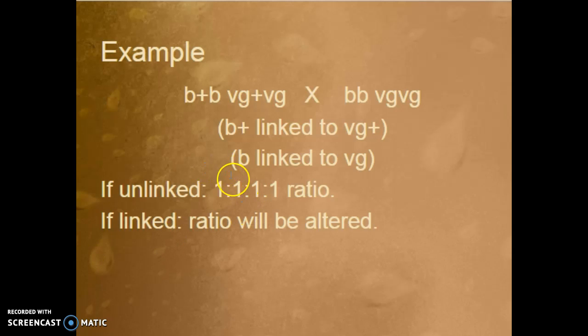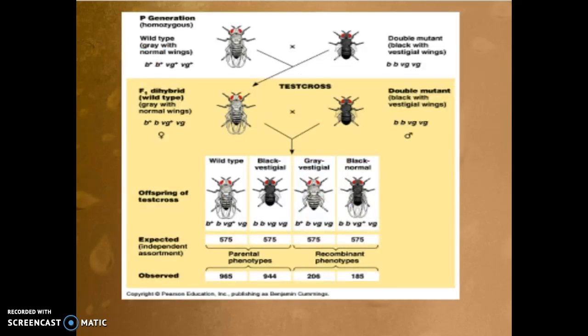If they were unlinked, it'd be a 1-to-1-to-1-to-1 ratio. Remember, the plus is the wild type, so that's what most organisms are. And this would be all recessives, right? So there's our test cross. Again, don't forget about that test cross term from the last unit, but check out our ratios down here.